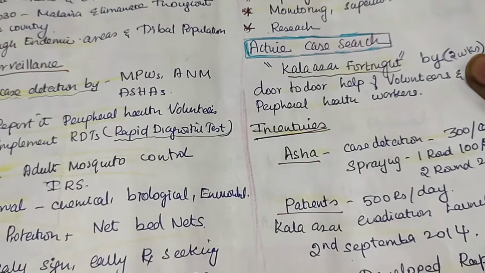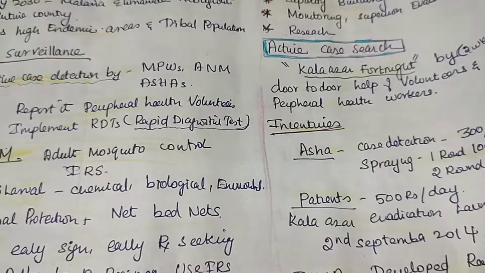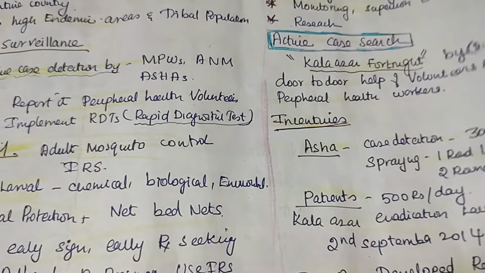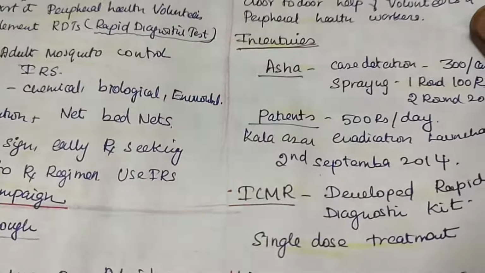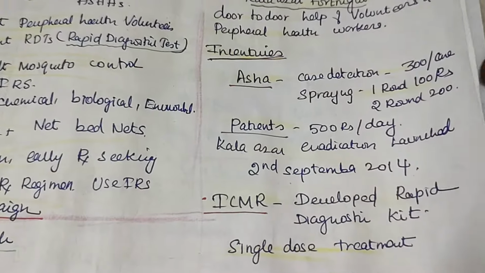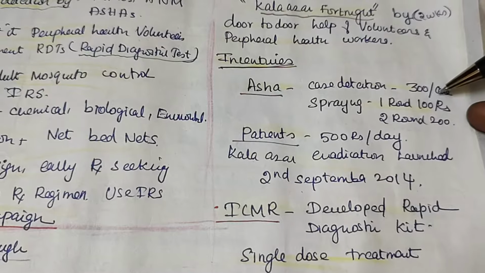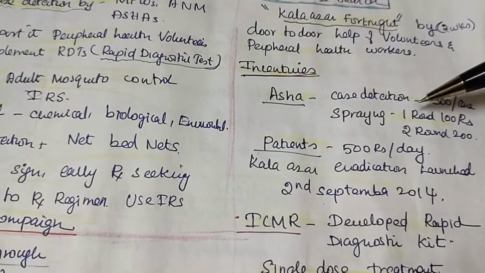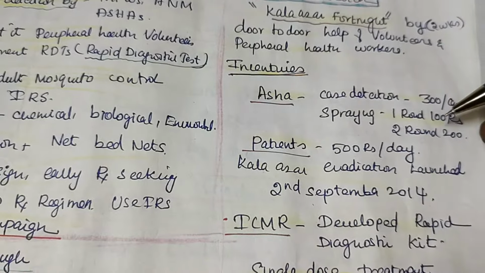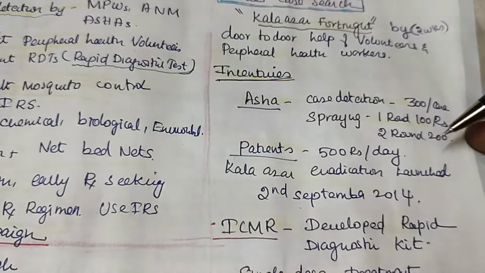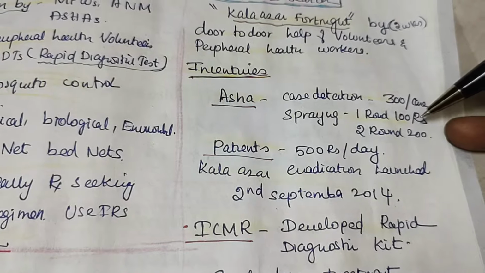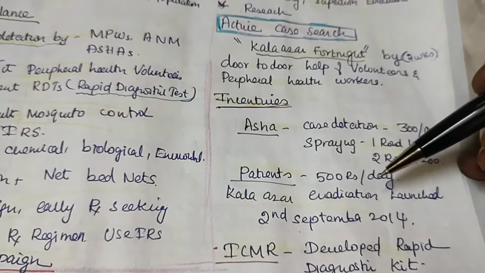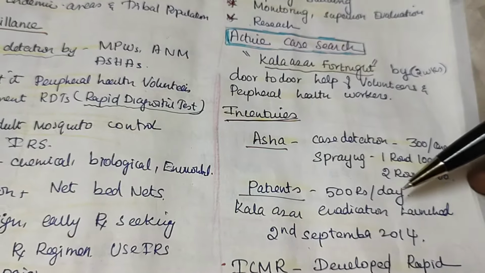Then there will be active case detection, Kala-azar fortnight for 2 weeks, door to door. The peripheral health workers will be collecting the samples and sending them. Who are the peripheral workers? ASHA workers will play the role. For case detection, the government is paying ASHA nearly 300. If ASHA is involved in the spraying, residual control, larval control, they are paid 100 rupees for each of 2 rounds, 200 rupees. In this case, patients also get 500 rupees per day from the government.